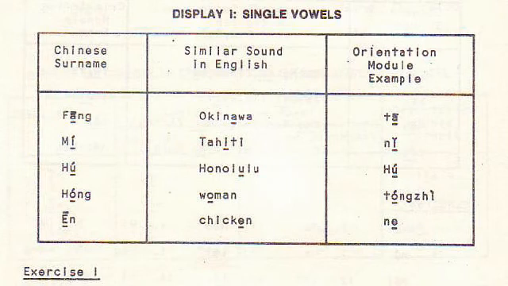Listen to the vowel in the second surname. Mi, mi, mi. Notice that the sound E is spelled with an I, as in Tahiti. Try repeating.